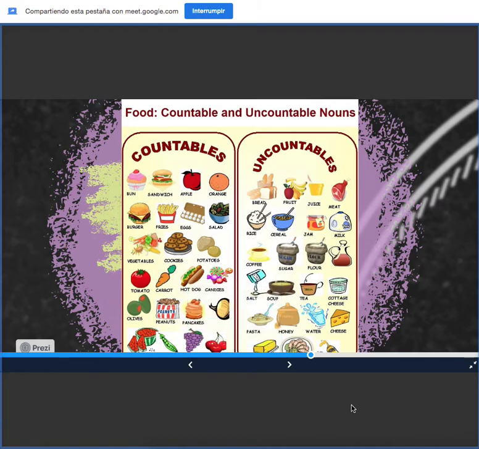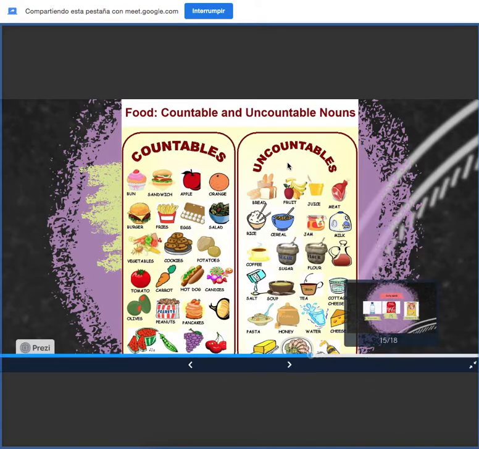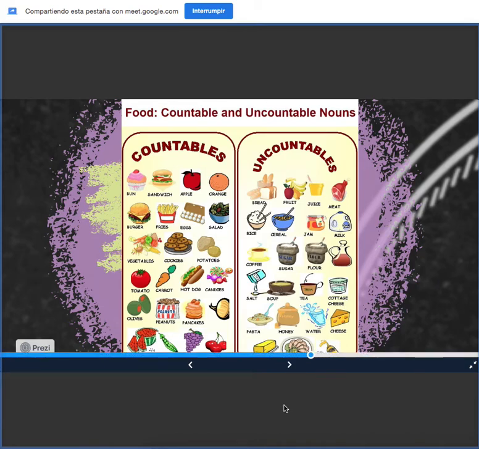Questions about it, babies? It's easy. Countable, things that have plural forms that you can count. Uncountable, things without plural form that you can't count. Questions about it? Okay, let's continue.